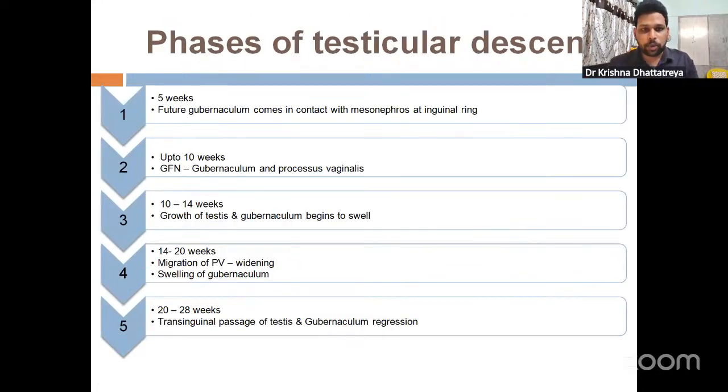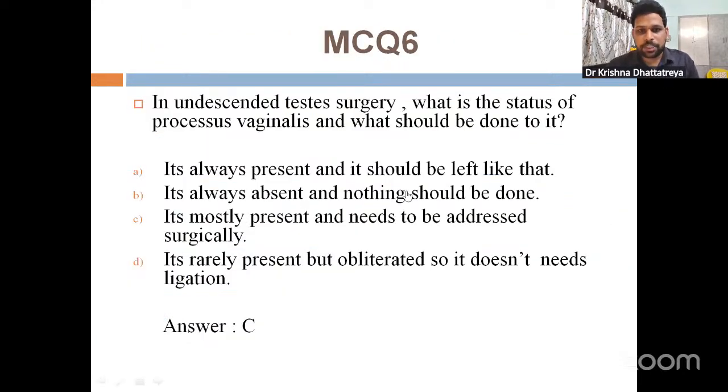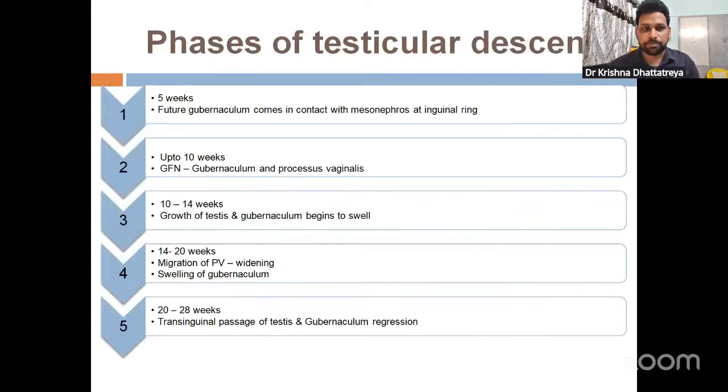Now we'll go back to our question. Is it always present and should be left like that? No, it is not always present. Is it always absent and nothing should be done to it? No, it is present most of the time. Option C is correct. It is mostly present and needs to be addressed surgically because there is an associated risk of inguinal hernia. So option C is the correct option.